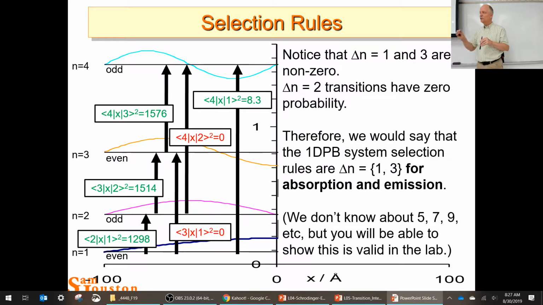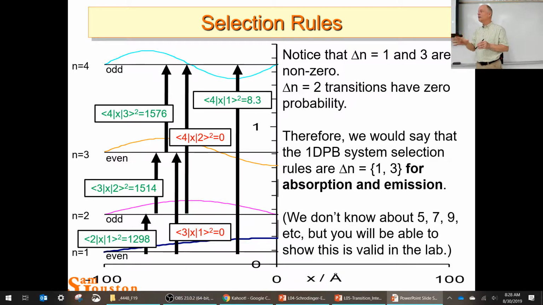So the selection rules, everybody write that down. Selection rules are important. And they're the allowed transitions. You're using the quantum numbers to define your selection rules. So delta n equals 1 and 3. Those are the selection rules for absorption and emission. And even though we don't know about 5, 7, and 9, those are allowed too. So all odd jumps are allowed for a particle in a box.